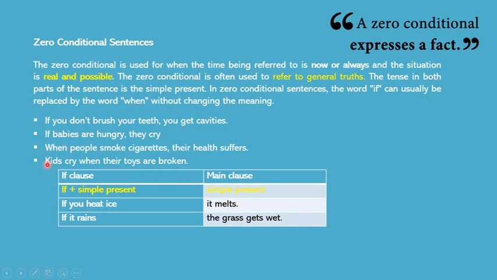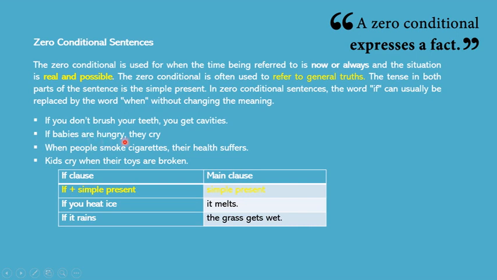These are sentences describing real conditions or referring to general truths. If you don't brush your teeth, you get cavities. This is about general truth here.